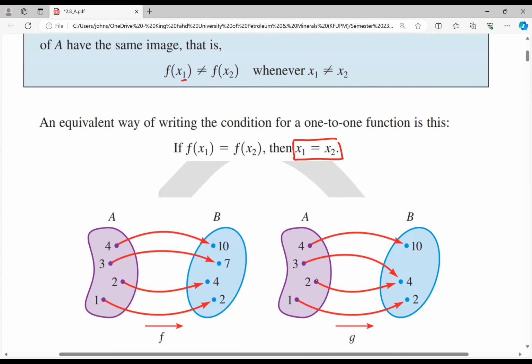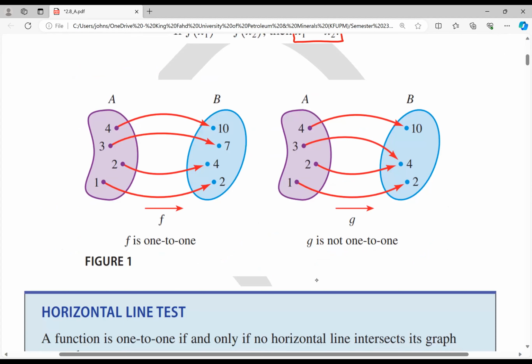Now, let's see an example here. If you look at these functions, here we have f and g. Now, if you look at function g, you will see that g of 3 is 4, and also g of 2 is 4. So it means that g of 3 is equal to g of 2. But we can see that 3 is not the same thing as 2. So this function is not one-to-one.